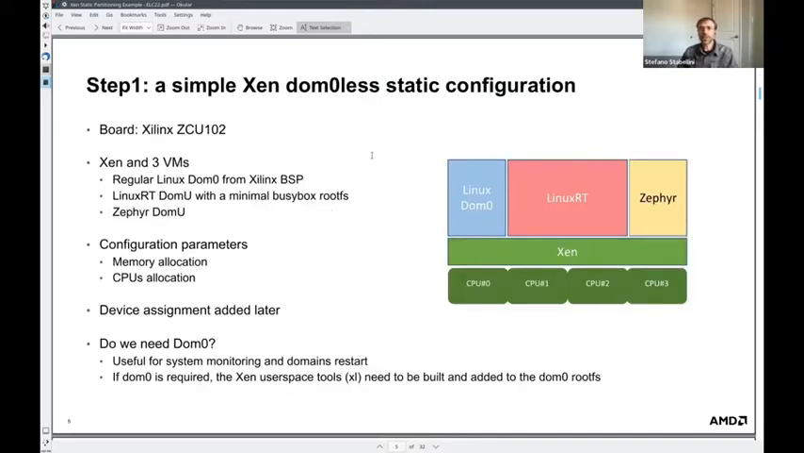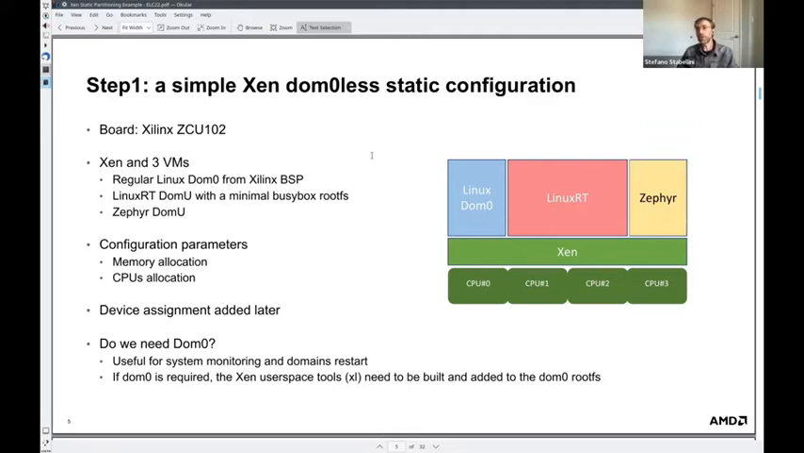So let's go through an example configuration of Xen in static partitioning scenarios with a step-by-step guide. Let's start with a simple first step, which is to configure the environment with three domains. The reference board I'm using is the Xilinx ZCU102. I'm using an emulated QEMU environment, but you could use the physical board or target any other board. The configuration is with Xen and three domains.